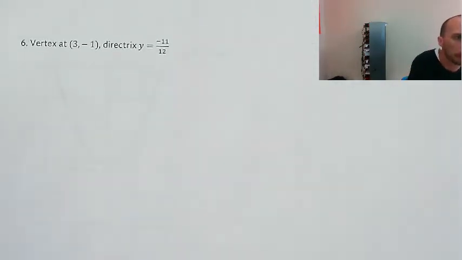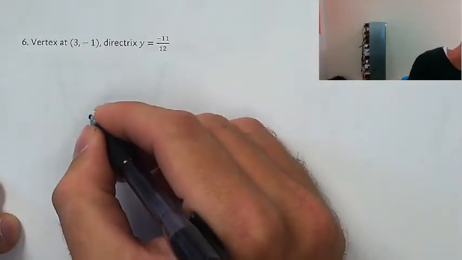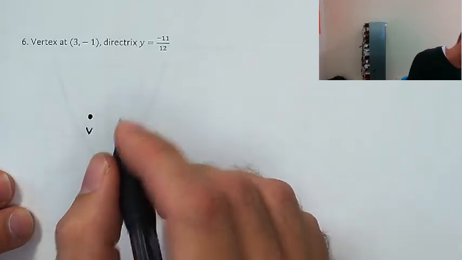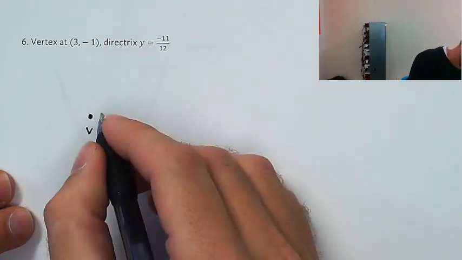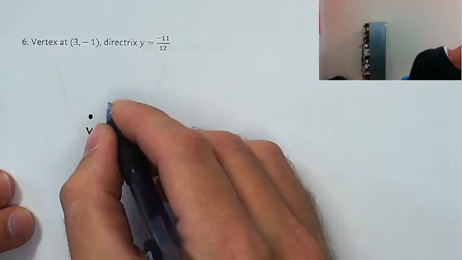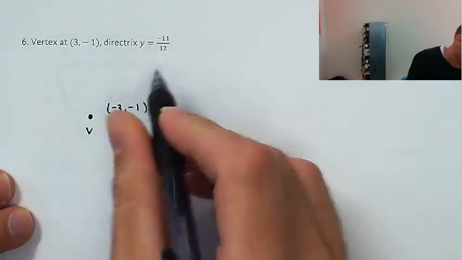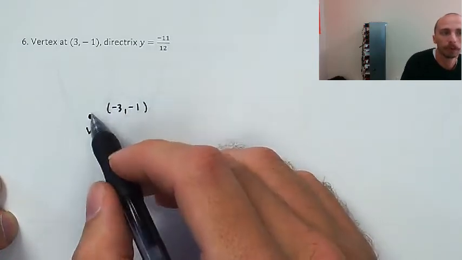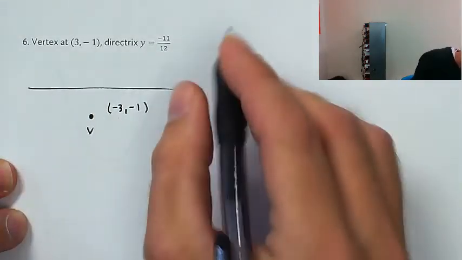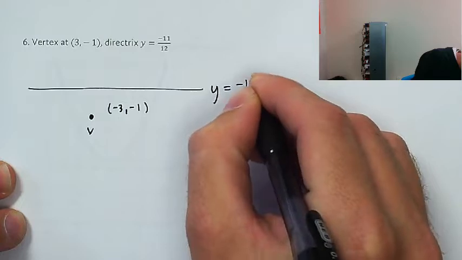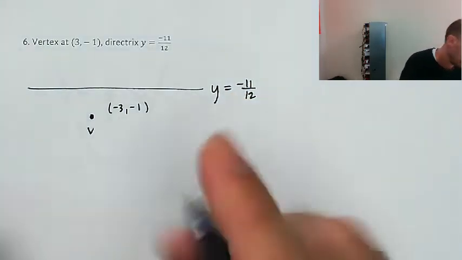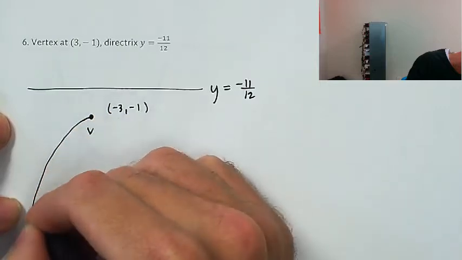Now, if I've got this vertex and that directrix, I'm going to just plot the vertex. And then, okay, -1. So this is -3, -1. And the directrix is y equals -11/12, which is not quite all the way to -1. Okay, so it's going to be above. I'm going to just draw that directrix here. And then I'm going to say, all right, well, I know that the parabola goes away from the directrix.